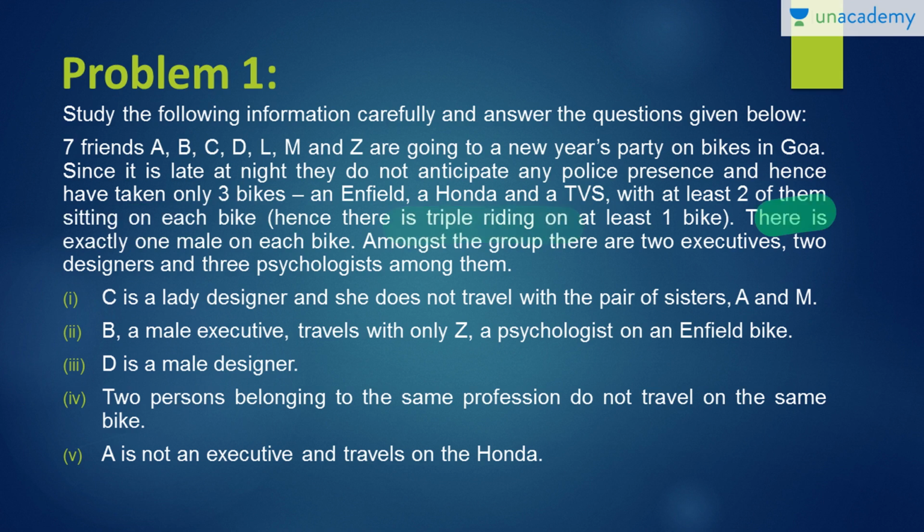Now there is exactly one male on each bike, which means there are 3 males in all and the remaining 4 are females. Amongst the group, there are 2 executives, 2 designers and 3 psychologists. So there are so many parameters which we have to arrange and also put them in groups where they have to travel on 3 vehicles.